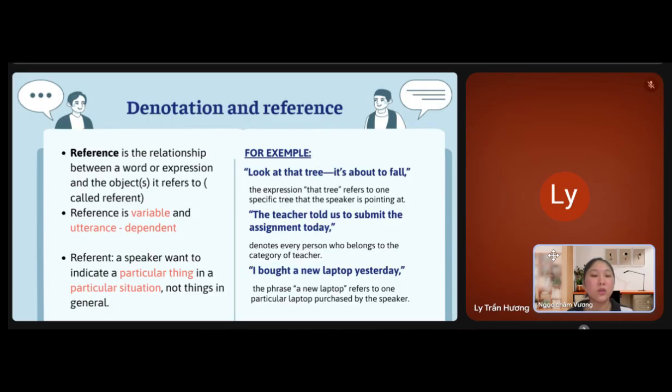In "The teacher asked us to submit the assignment today," the teacher denotes a person who belongs to the category of teacher. In "I bought a new laptop yesterday," the phrase a new laptop refers to one particular laptop purchased by the speaker.